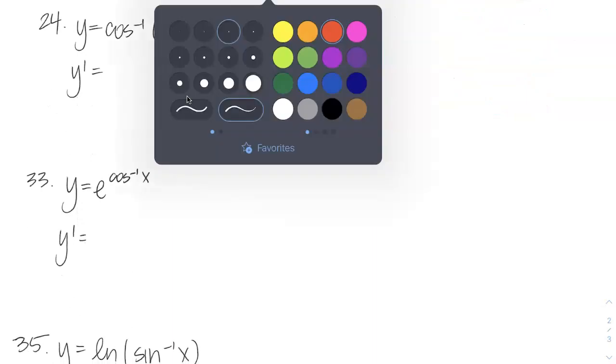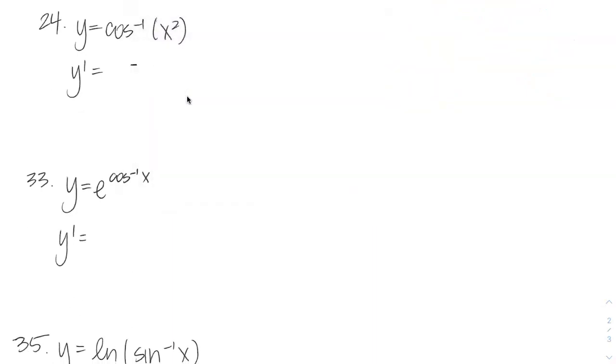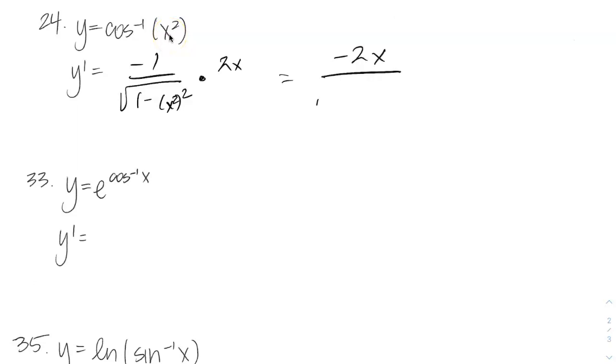Next one, same thing with cosine. Remember, cosine is like a sine but with a negative. So it's 1 over square root of 1 minus something squared. That something is x squared. Then times by the derivative of that x squared, which is 2x. So to simplify a little bit, I get negative 2x over the square root of 1 minus x to the 4th, right? It's not that bad.